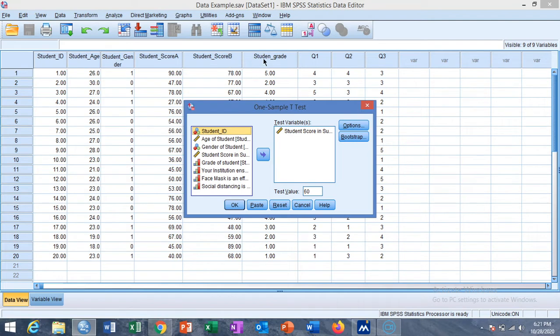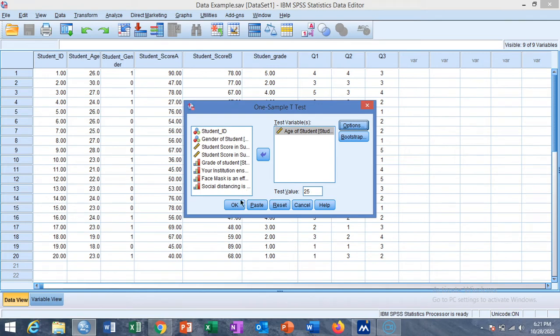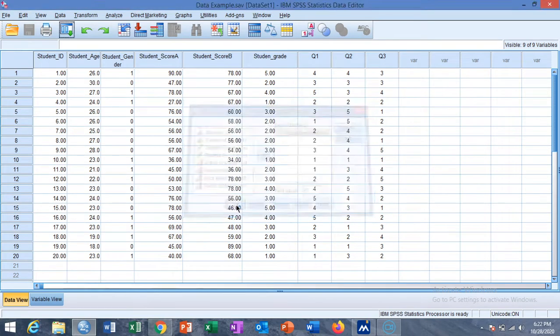So we start with the t-test. We see that the mean age of the students is 25. For this purpose, we set the test value as 25 and then go to the options. If you want to exclude any case listwise, then you can click on this method in case of missing values, but for now we continue without excluding any cases and then click on OK.